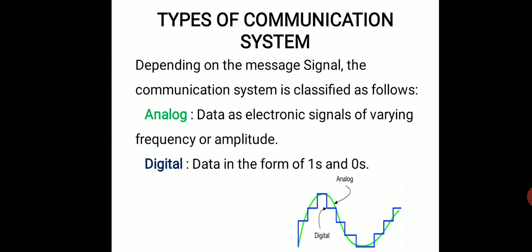Next, let us see the types of communication systems. Depending upon the message signal, the communication system is classified into two types. First one, analog communication, next, digital communication. In analog communication, data is in the form of a continuous electrical signal. In digital communication, data is in the form of zeros and ones. For better understanding, we can see the diagram. The green wave represents the analog data and the blue wave represents the digital data.